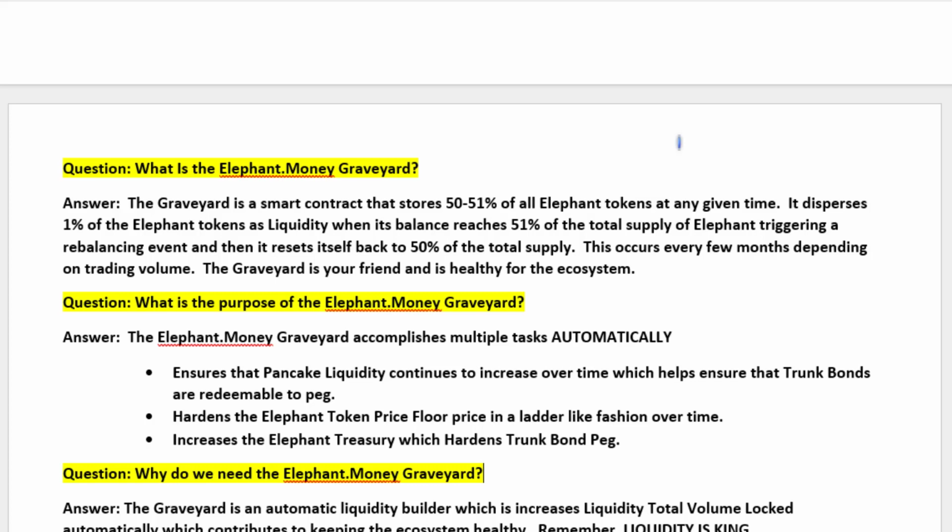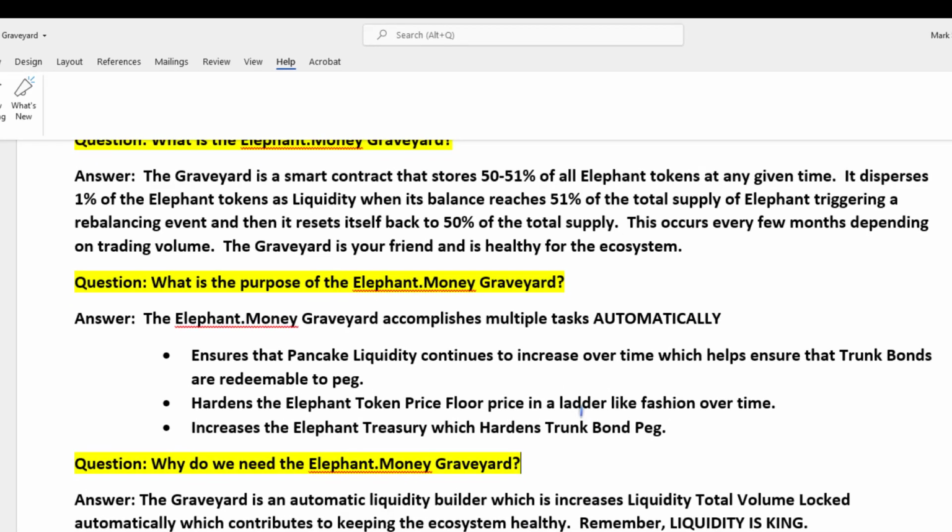What is the purpose of the Elephant.Money Graveyard? It accomplishes multiple tasks automatically. Let me repeat, automatically. So this is a very important thing. You want your decentralized finance to be as decentralized as possible and as automatic as possible. You don't want a dev that forgets to do this or does this. You want things to happen automatically.